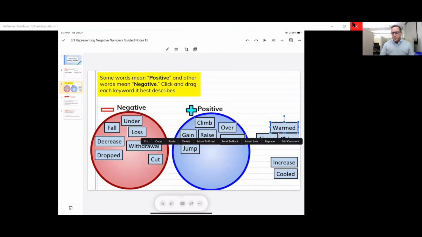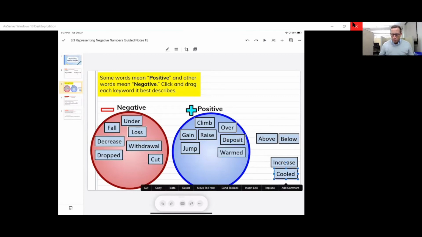Okay, so warmed sounds like the temperature is going up, it's increasing. So warmed is definitely going to be a positive. If the temperature is rising, of course it's going up. And then I'll just go ahead and do the opposite of that, which is cooled. If you're cooling something, that is going to be negative. Right? When the temperatures are below zero, obviously it's cold.